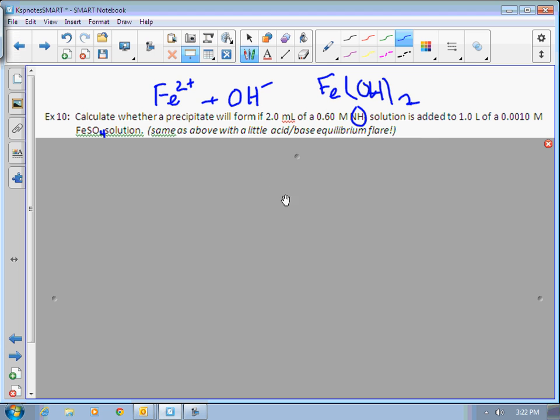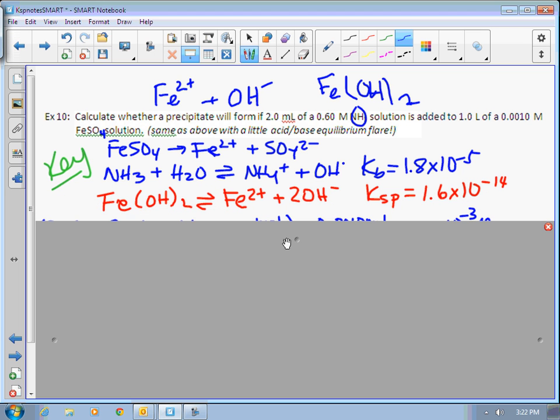So basically we've got a little bit of solubility stuff, but we've got some acid-base stuff going on here too. So you would have these two processes. We're going to get our iron from the iron sulfate, but we're going to get our hydroxide from this equilibrium. And of course, as you remember, that's represented with a Kb of 1.8 times 10 to the negative fifth.